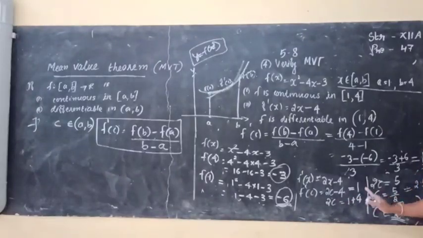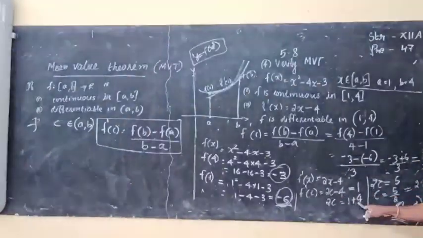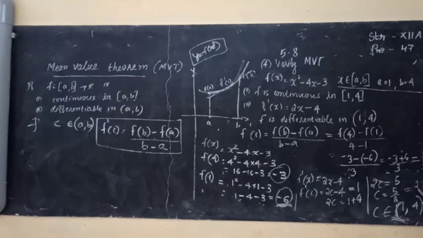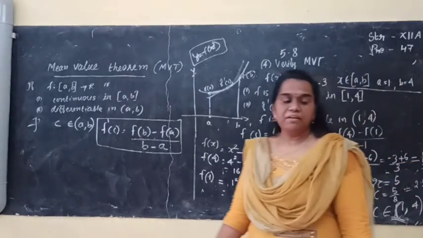2c minus 4 is equal to 1. So 2c is equal to, when we transpose this, 1 plus 4. 2c is equal to 1 plus 4 is 5. c is equal to 5 by 2, that is 2.5. 2.5 definitely belongs to the open interval 1, 4. So, mean value theorem is verified.